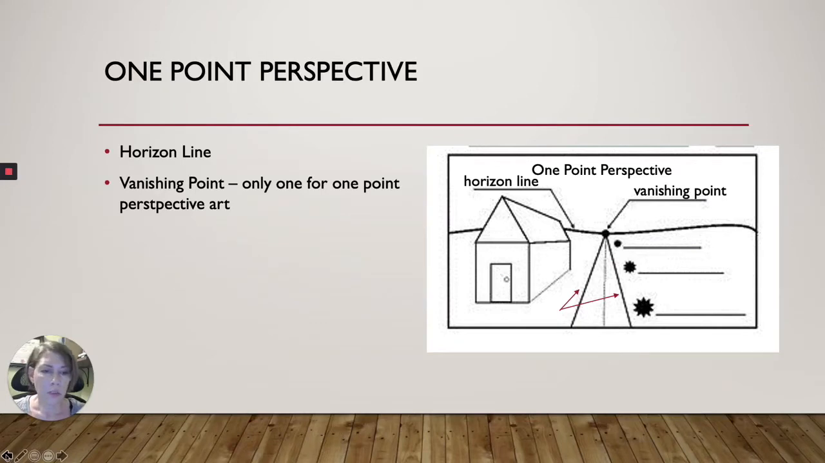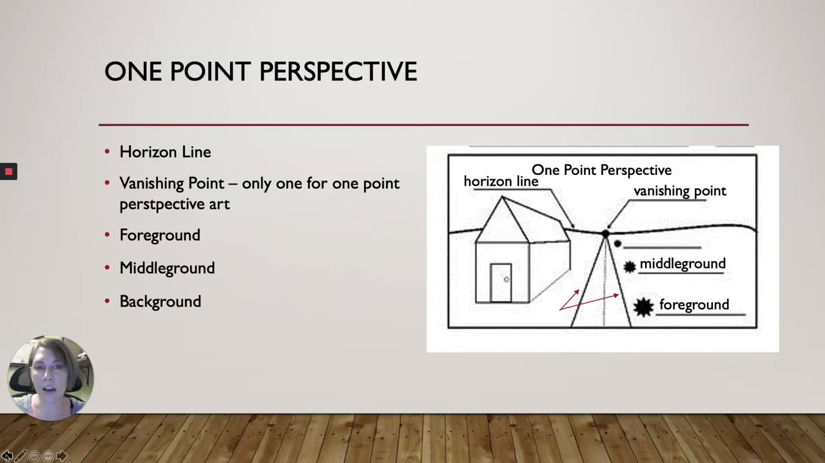So there we go. Then we also have the foreground. Now the foreground is here in the front, and things are going to be larger in the front. Then we have the middle ground. Just like it says, things are going to be middle-sized. And then we have the background. Now here in the background, things are going to be itty-bitty, so we can show that they're far away.